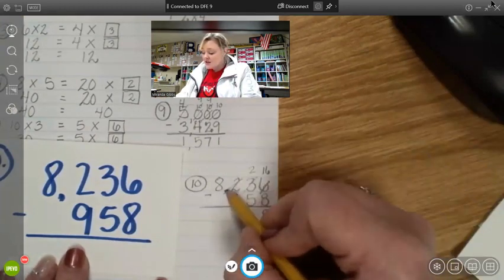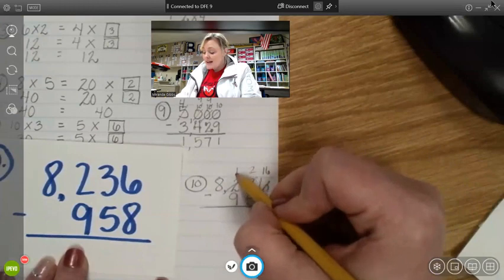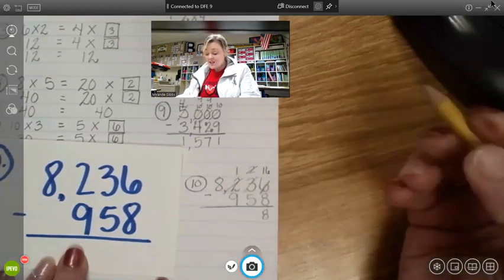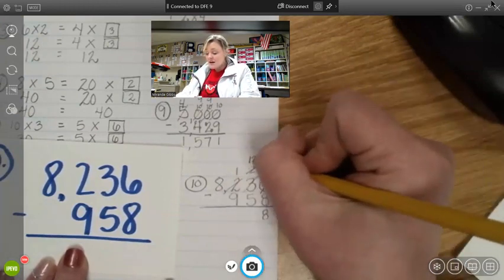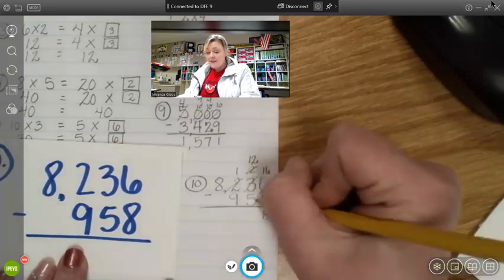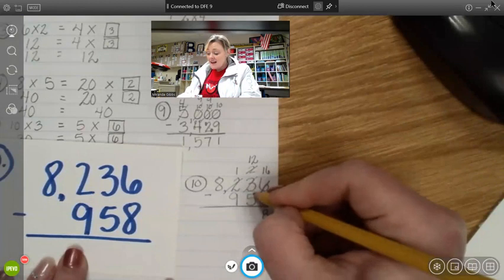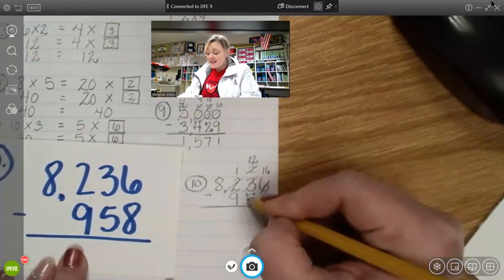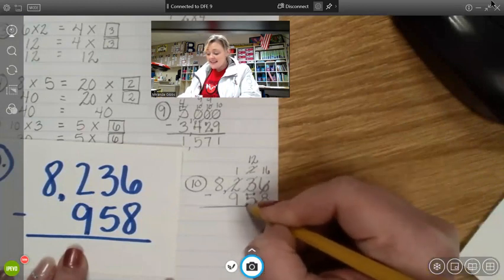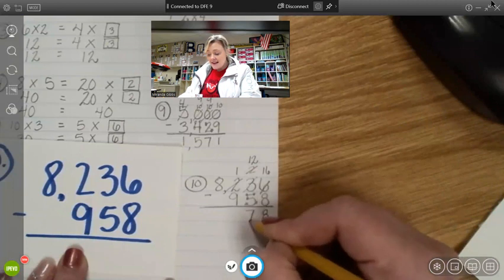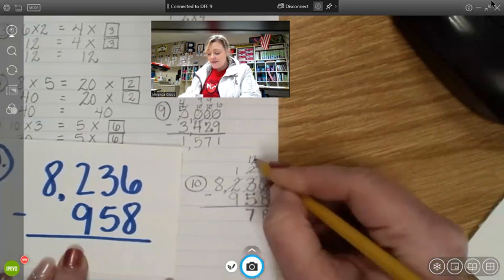So we're going to change the 2 to a 1 and add 10 to the 2. 10 plus 2 is 12. 12 minus 5. Count back. 12, 11, 10, 9, 8, 7. And that makes sense because 7 plus 5 is 12.